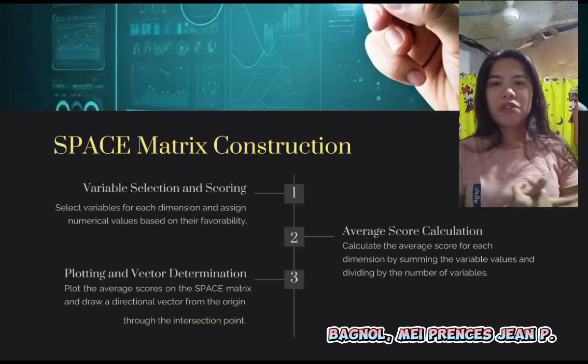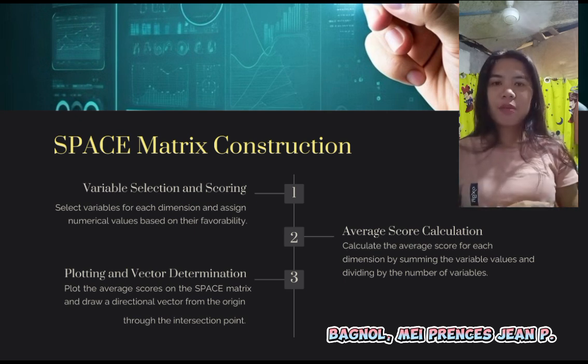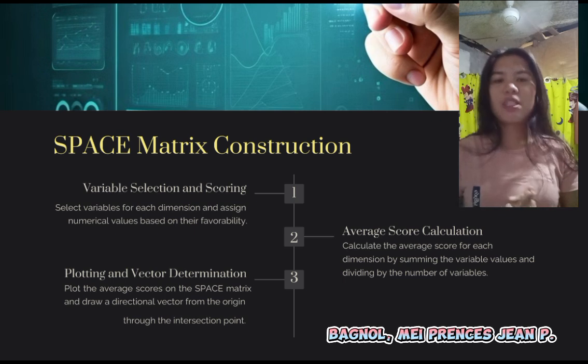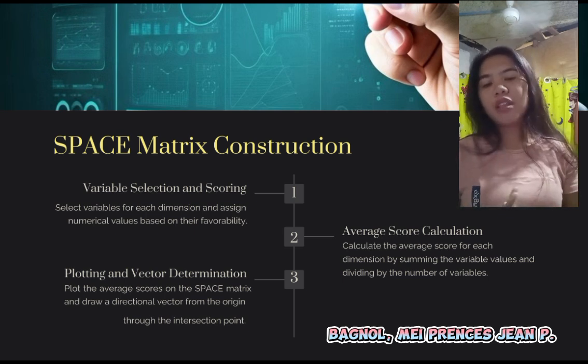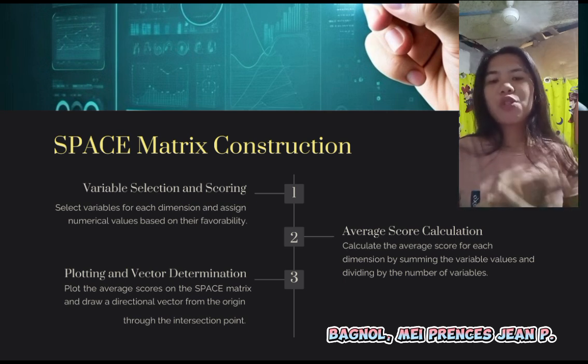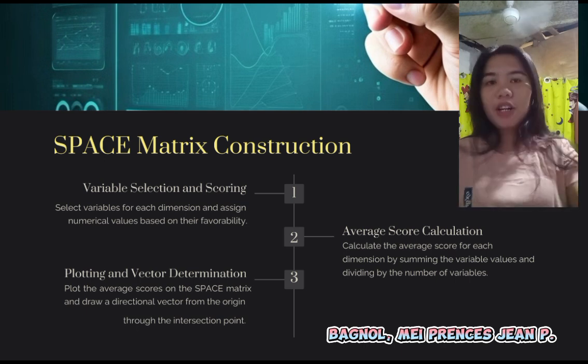So, SPACE matrix construction. There are three steps in SPACE matrix construction. First is the variable selection and scoring: selecting variables for each dimension and assigning numerical values based on their favorability. Second is the plotting and vector determination: plot the average scores on the SPACE matrix and draw a directional vector from the origin through the intersection point. And the third one is the average score calculation: calculate the average score for each dimension by summing the variable values and dividing by the number of variables.